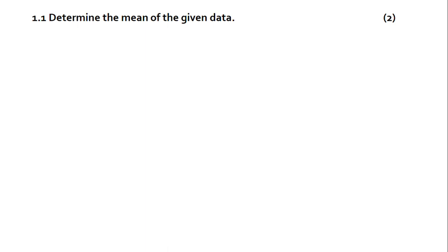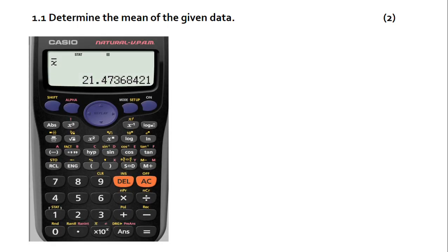Now, when it comes to determining the mean, you need to use your calculator. I will link videos in this video that will show you how to use your calculator to get the mean for the given data or any ungrouped data. So using your calculator, you can find that your mean will be 21.47.